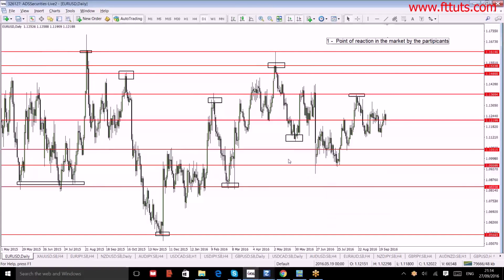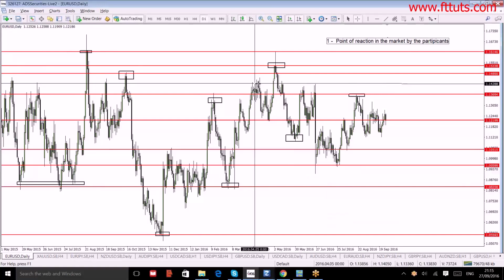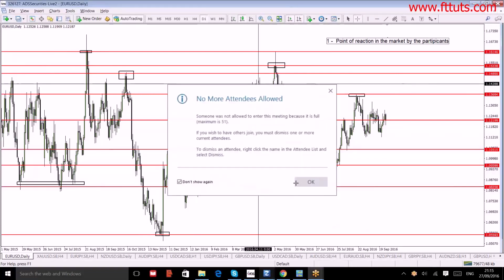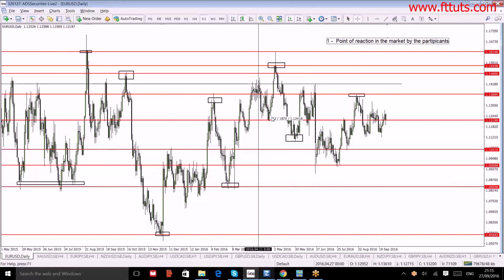Remember, it could be a point of reaction again. But remember, for a point of reaction you need to see the reaction from that level. Let me give you an example here. At this level, the price was consolidating, right? But then this is also a point of reaction. What happened? The price went to the downside, 209 pips. It isn't the strongest one, but still it is to the downside. Makes sense?